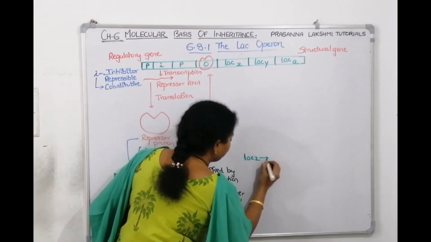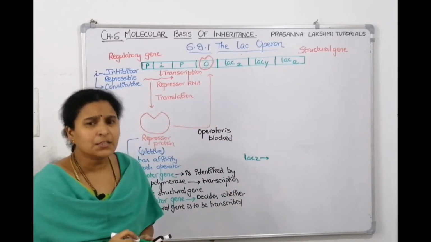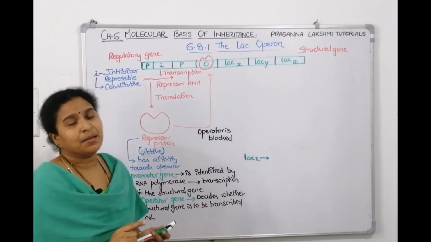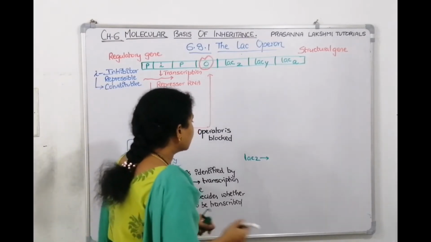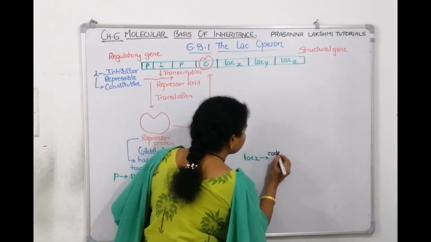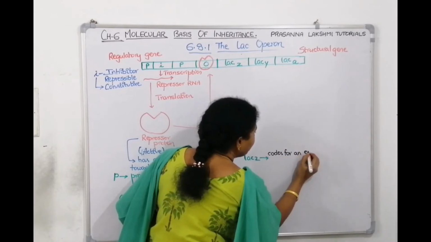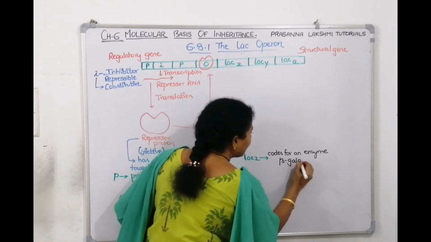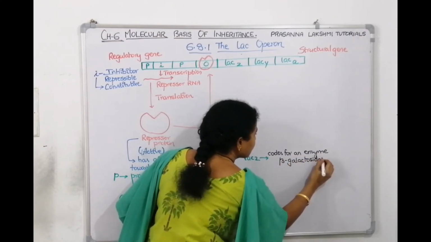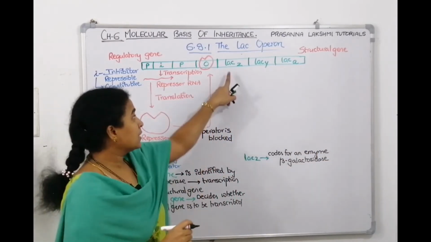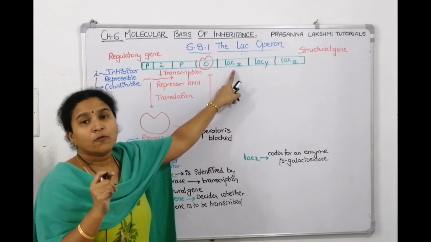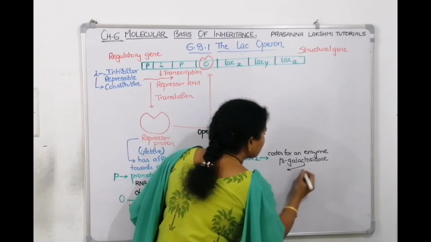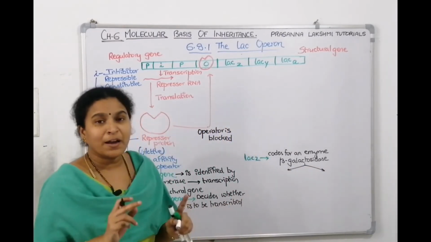Lac Z gene is the first structural gene. The Lac Z gene codes for an enzyme called beta galactosidase. What is the name of the enzyme? Beta galactosidase. Now, this beta galactosidase has two functions. One function we already know.